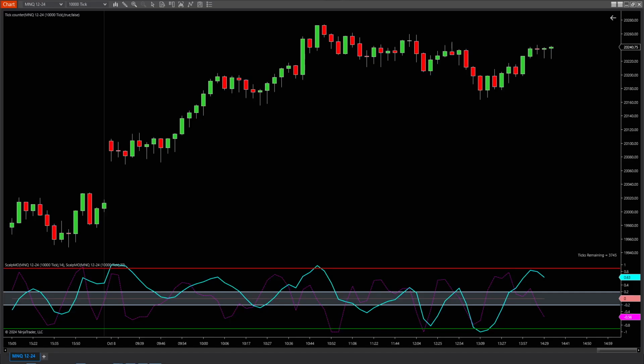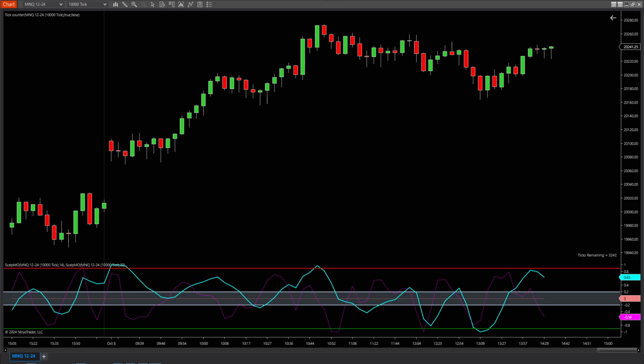All right, let's get into ScalpMO on a 10,000 tick chart. First thing we're going to do, as always, is set up our ranges. For this chart, I've got the center region set to plus 0.20 and minus 0.20. The upper threshold is at 0.90, and the lower threshold is set at minus 0.90. These are just your baseline settings. Feel free to tweak them based on your trading style.